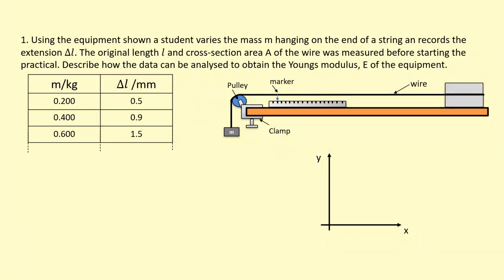Okay, in this practical, I'm changing the mass hanging on the end of the string. I'm recording the extension. I've already got the original length and the cross-section area written down. I want to find the Young's modulus. So what do I need to plot to get the Young's modulus?